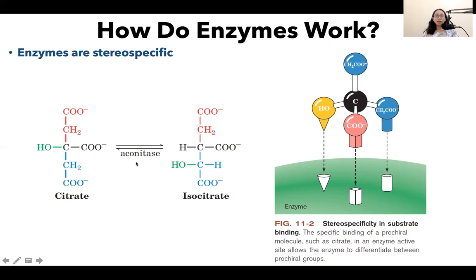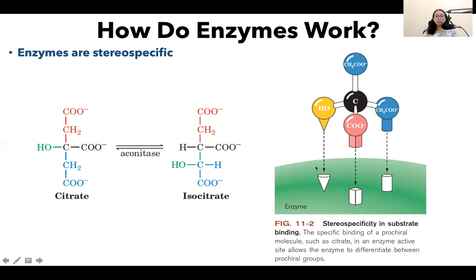For example, let's go back to aconitase. Aconitase catalyzes the isomerization of citrate to isocitrate. This is one step in your Krebs cycle. If you notice, citrate is prochiral. This means that if we replace one of the carboxymethyl groups with another functional group, the molecule becomes chiral, which is the case in this reaction.